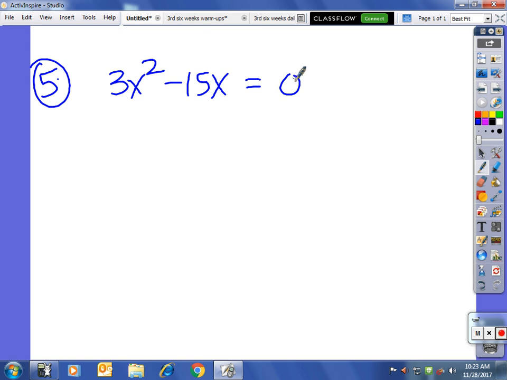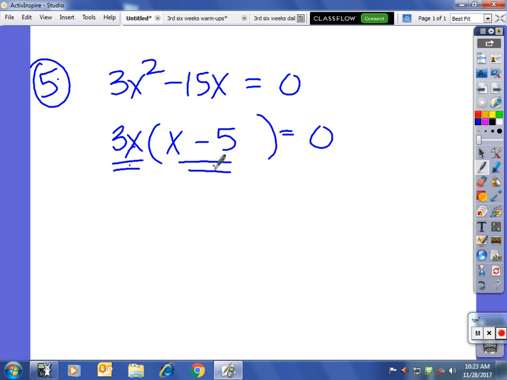This one has a GCF. What's the GCF? 3x. And what are you left with? X minus 5. Sometimes factoring out the greatest common factor is all you can do. How do I know I'm done factoring? There's no more exponents. This time my factors are just 3x and x minus 5. I did have two factors, so I have to set each factor equal to 0, and then I keep solving.